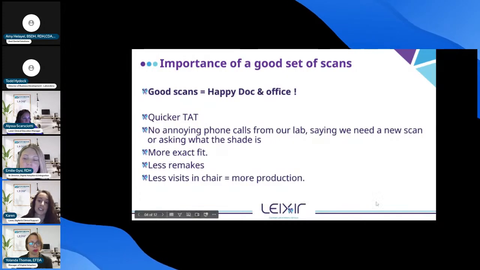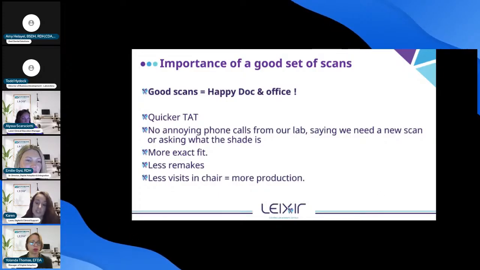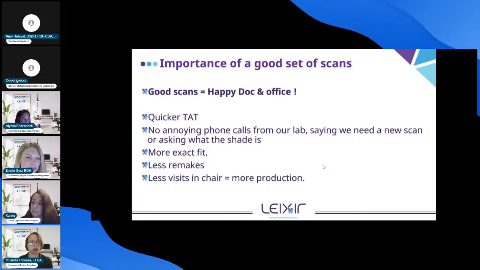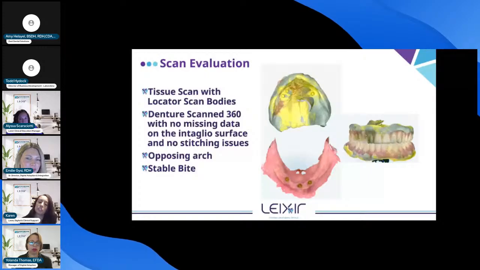The great thing is that we also, at Leixir, have digital trainers in the field. If you have an office that's having trouble or you think you need a refresher, we can have somebody go out there and help you guys. So these are just some of the scan evaluations that we have here.